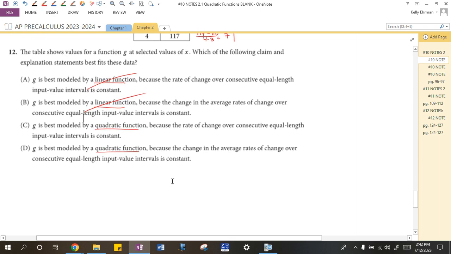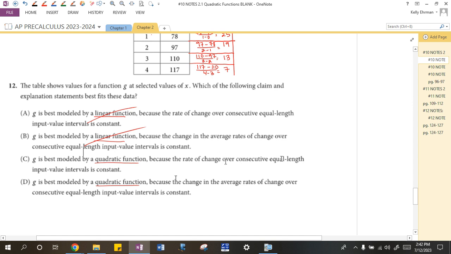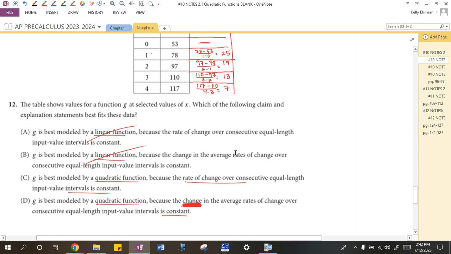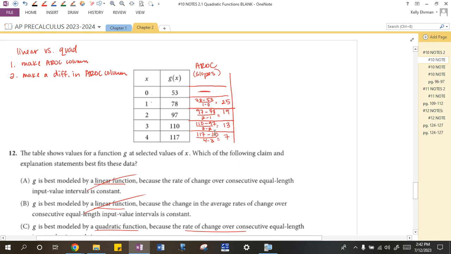What are the two options if it's quadratic? Because the rate of change over consecutive equal length input intervals is constant, or because the change in average rates of change over consecutive equal length input intervals is constant. It's saying almost the same thing except for the change in the average rate of change. The rate of change being constant would be the reason it would be linear. That's this one. These are not constant numbers.